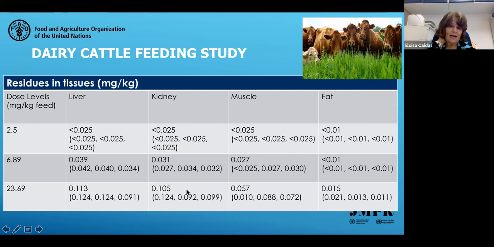That's why the MRLs for edible offal and the STMRs and HRs for edible offal are the highest, because we know the liver is where all xenobiotics are metabolized, and the liver is involved during the excretion of those compounds and their metabolites. Muscle is very low, and so is fat. So that's what we want to know.